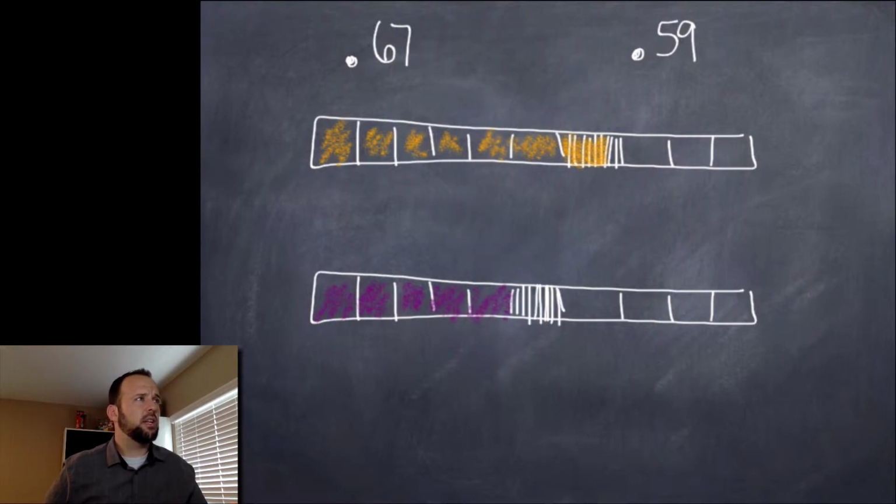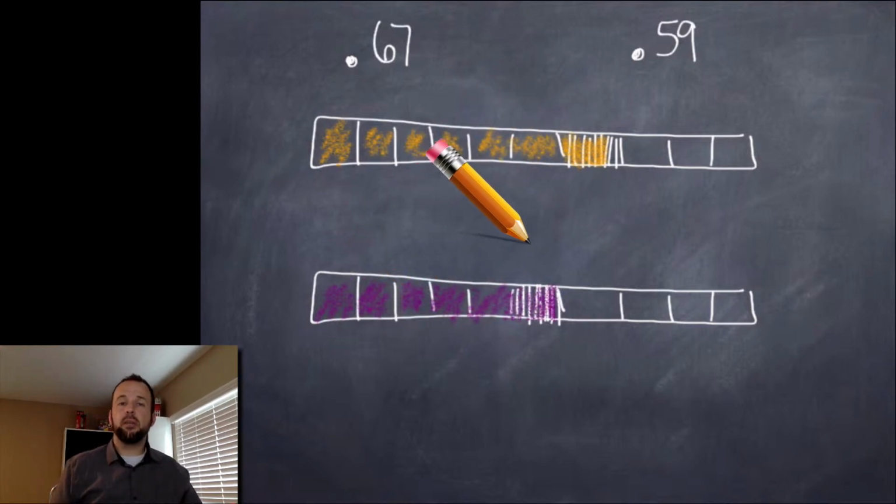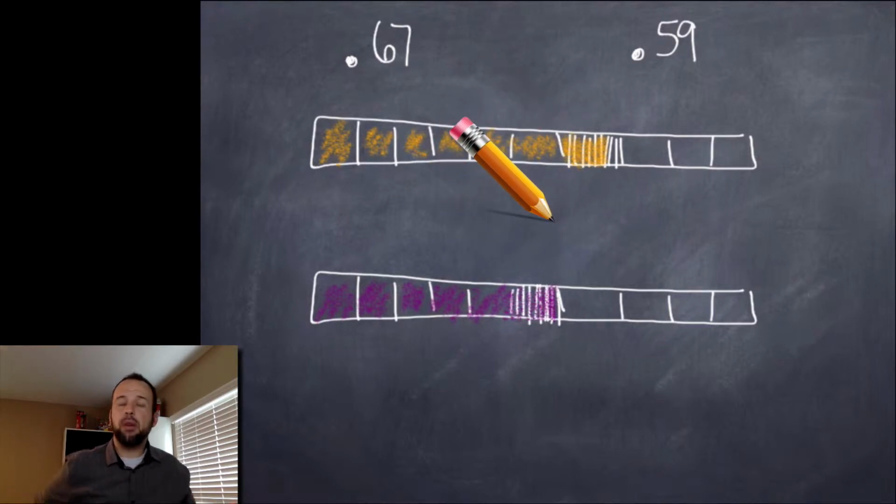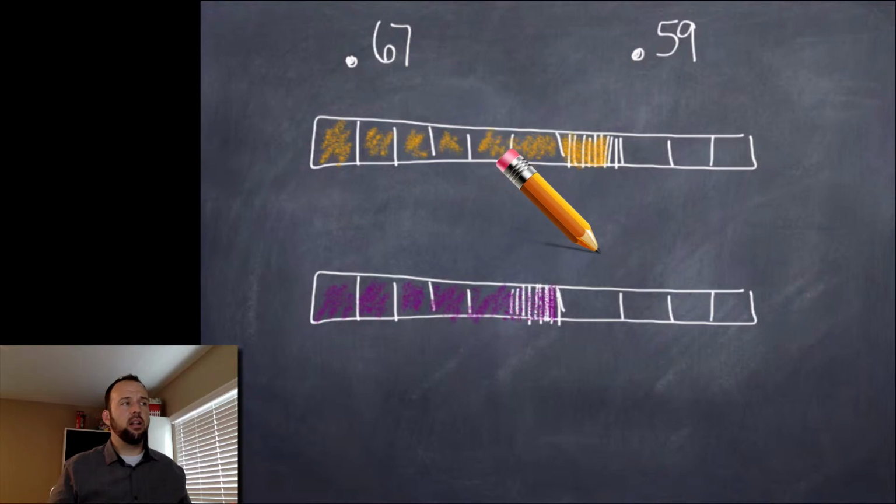9 hundredths. And if I colored in those 9 hundredths, 2, 3, 4, 5, 6, 7, 8, 9, you can see, looking at these 2 numbers and comparing them, that our 67 hundredths is definitely longer, right? It has almost one more whole tenth in there than our 59 hundredths. So that's a pretty easy comparison as we lay it out lengthwise and visually, right?